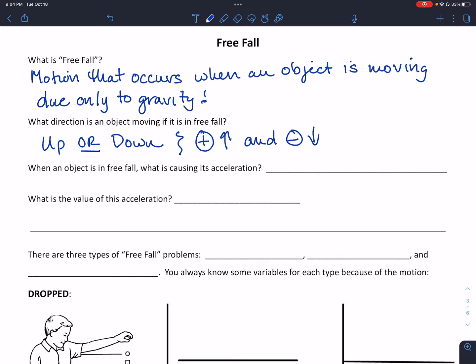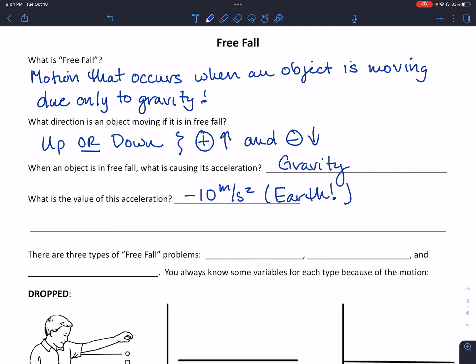All right, so when an object is in free fall, what is causing its acceleration? Well, that's going to be gravity. Now, gravity is going to vary depending on where you are in the universe, but since we're here on Earth, we tend to use 10 meters per second squared. But again, this is on Earth. So if you're somewhere else in the universe, you'll need to know the gravity value there.